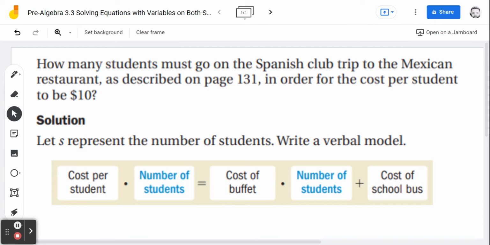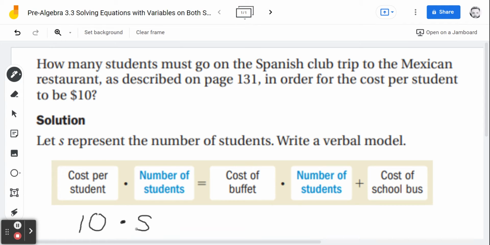But basically, we need to figure out the cost per student. Now, we don't know how many students are going, right? Does it tell us how many students are going? No. But the cost per student is 10 times the number of students. We don't know. Whenever we don't know something, what do we do?